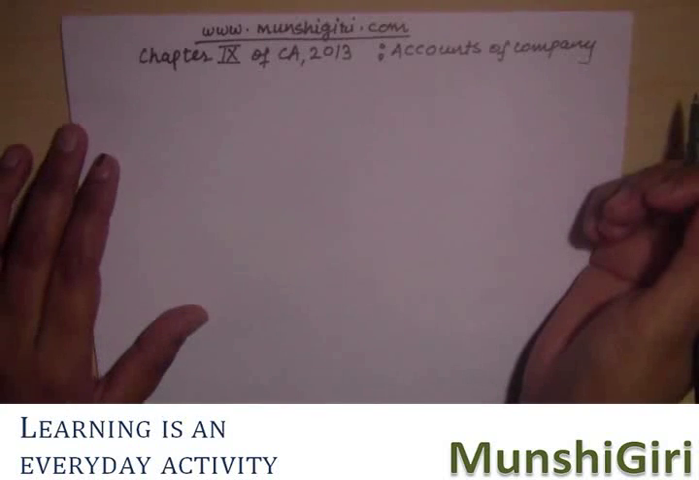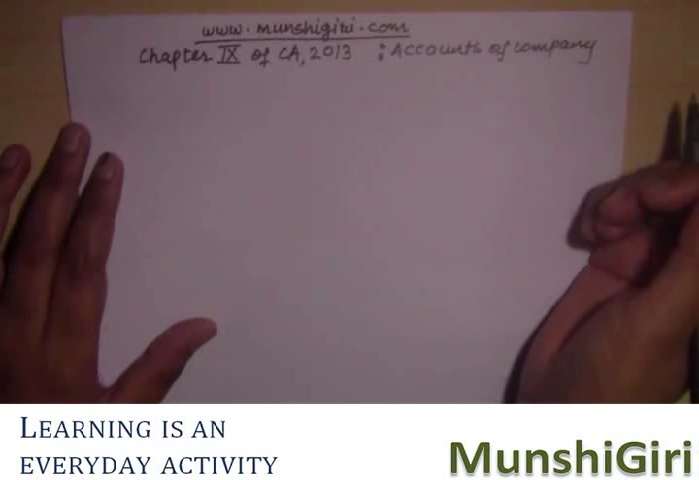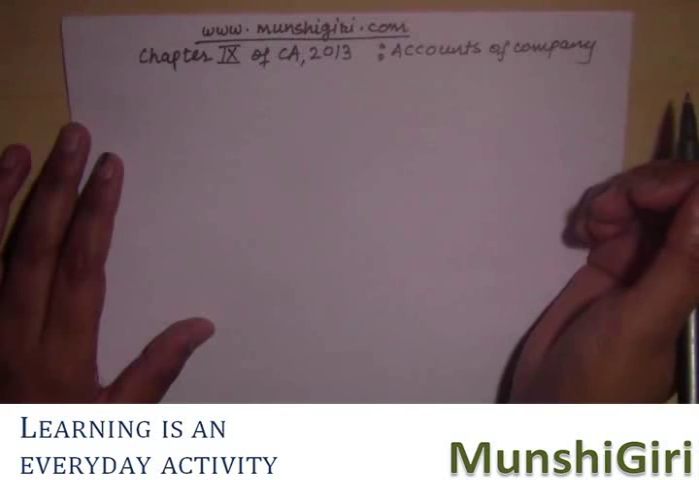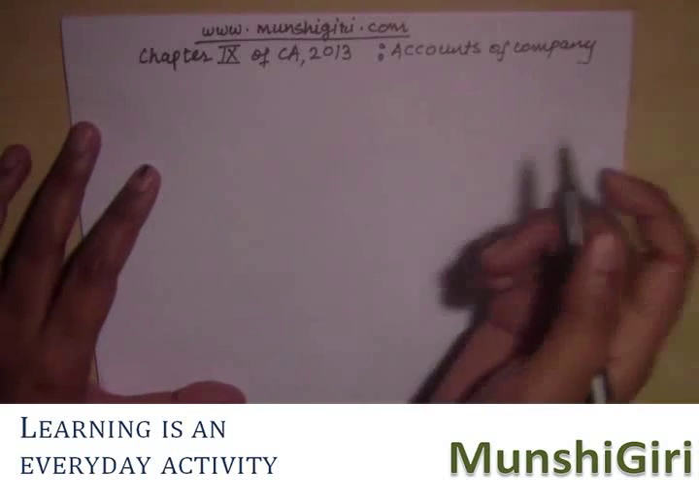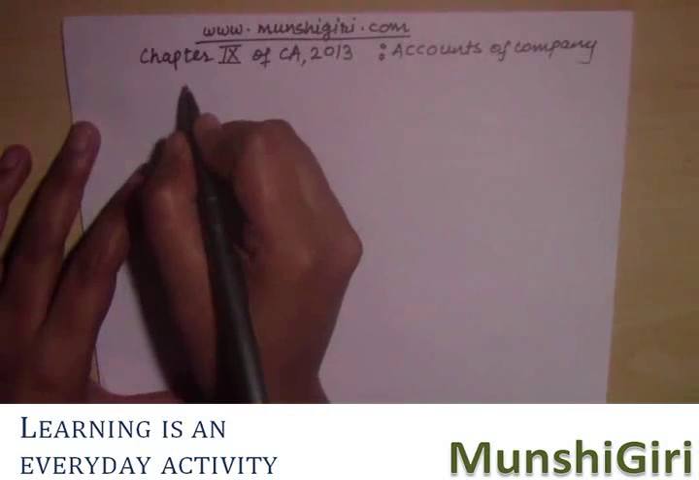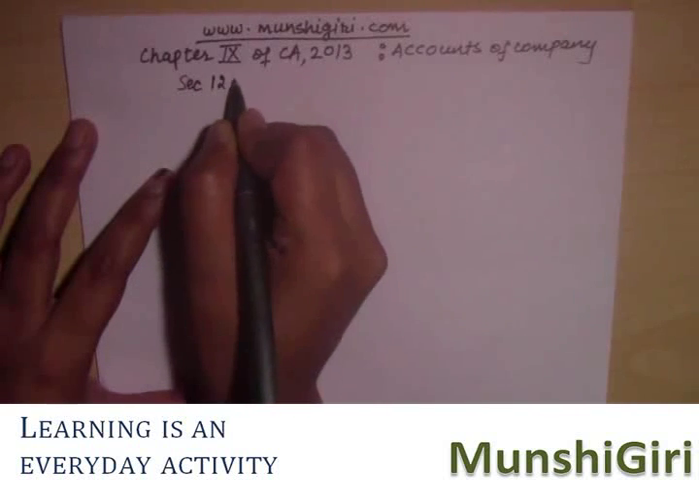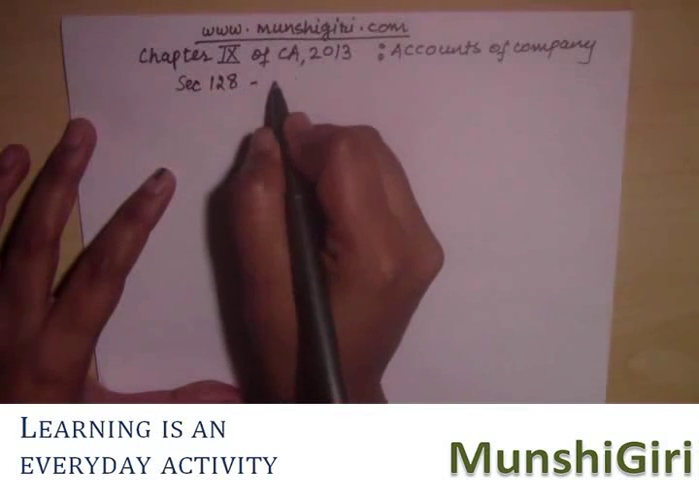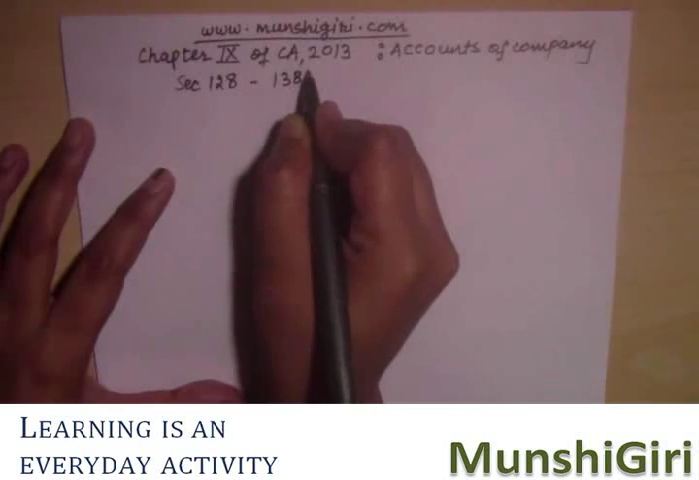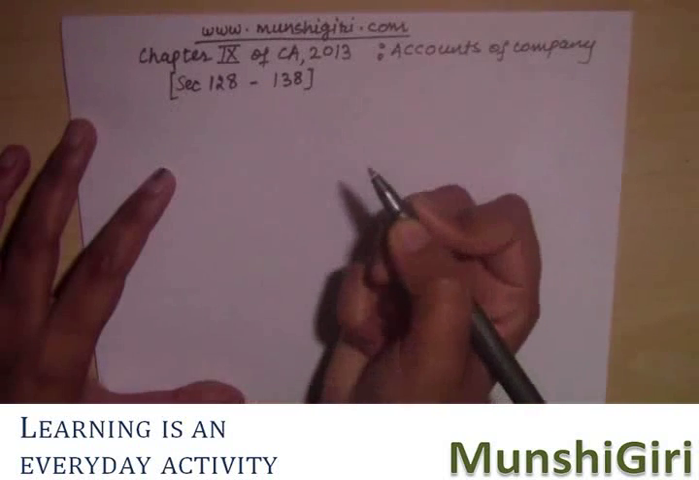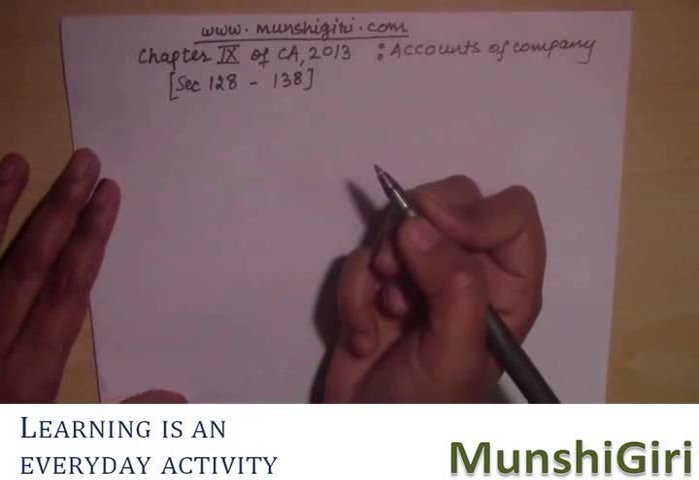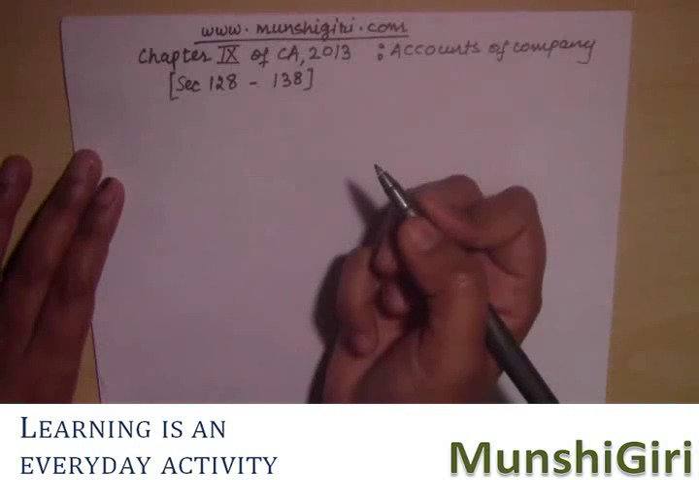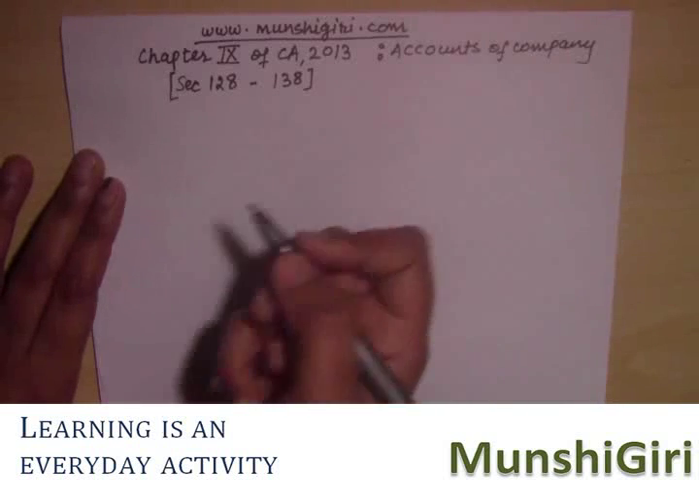In this tutorial, we are going to talk about Chapter 9 of Companies Act 2013, which is about the accounts of the companies. In this Chapter 9, we have a total of 11 sections, starting from Section 128 and ending on Section 138. In this tutorial, we'll be covering Section 128 of Chapter 9 of Companies Act 2013. So let's begin with it.